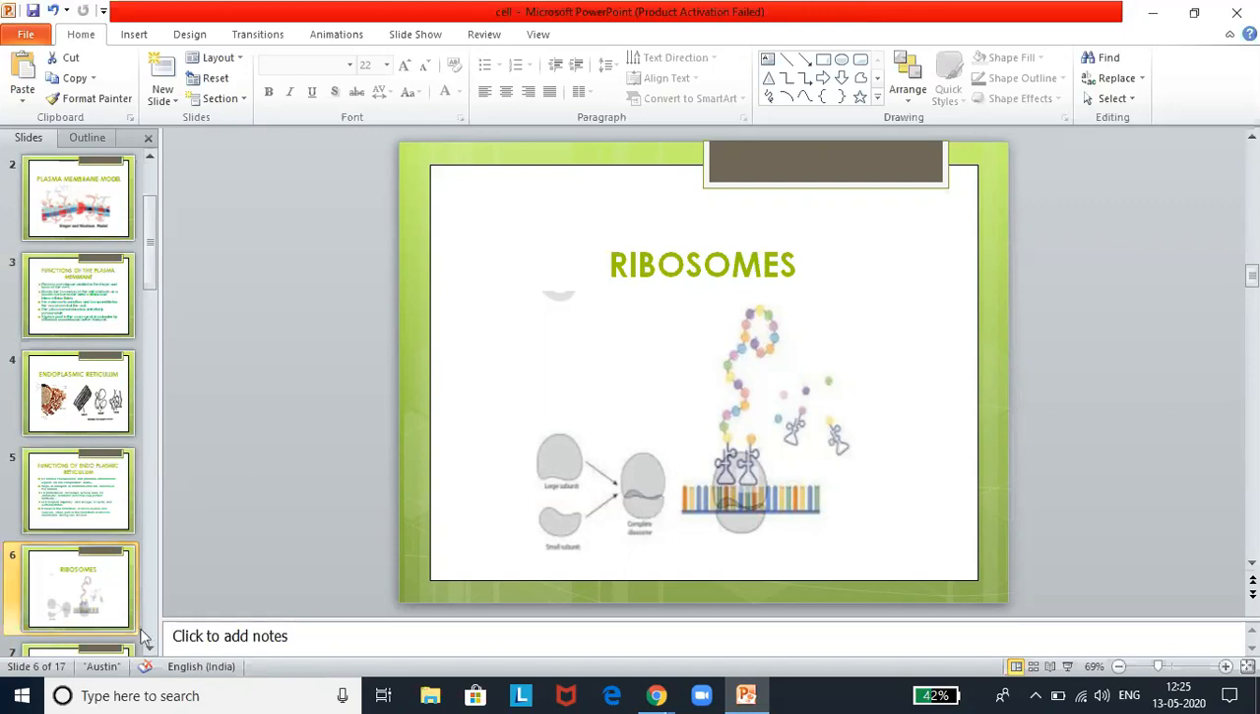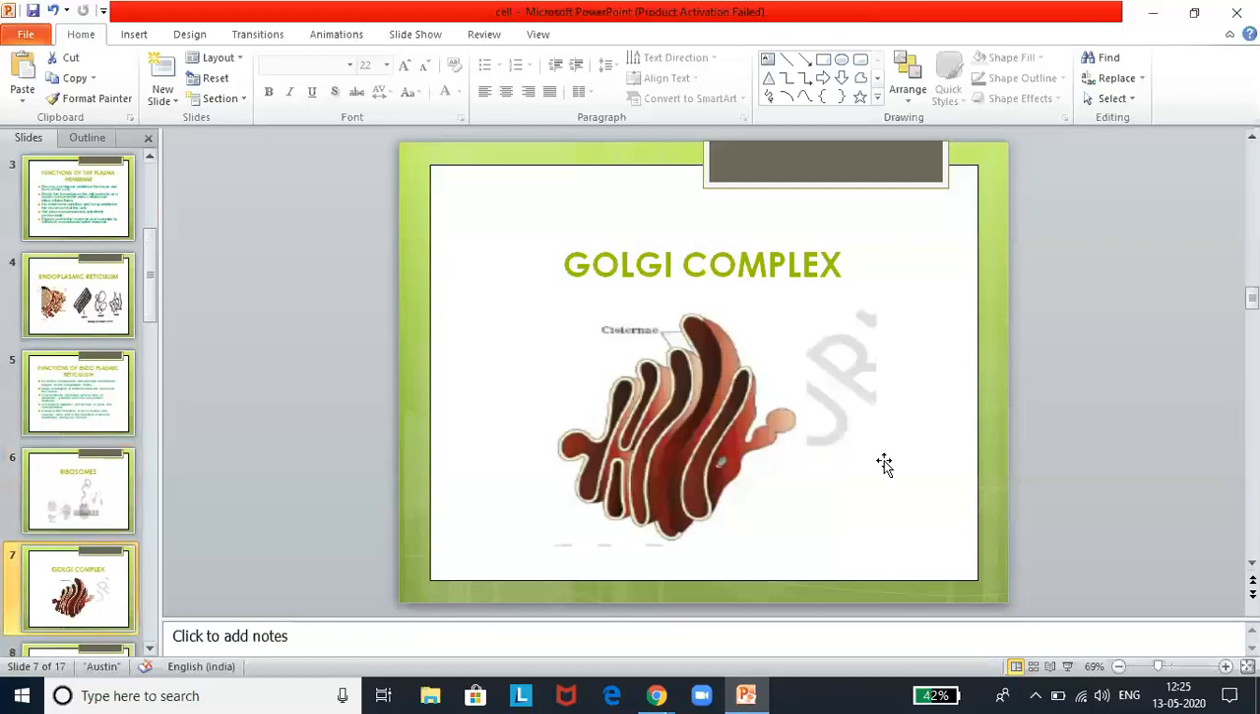Now let us look at the functions of ribosomes. So you know the only function of ribosome is it helps in protein synthesis. Now the next is Golgi apparatus. The Golgi complex was first discovered by Camillo Golgi, an Italian cytologist, and it is named after the discoverer in 1898. They are present in almost every cell except in prokaryotes and few eukaryotic cells like RBC and mature sperms.